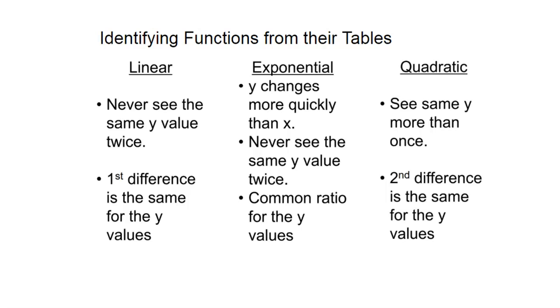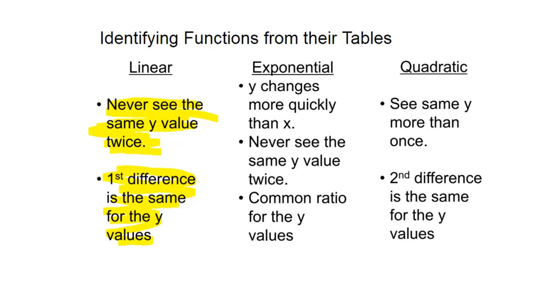The linear function, two big things. One, we never see the same y value twice, because it's constantly increasing or decreasing, so it never comes back. And the other one is the difference is the same for every single y value. So if they're increasing by 3, it's increasing by 3 every single time. If it's increasing by 5, it's increasing by 5 every time. If it's decreasing by 2, same thing. It's decreasing by 2 every single time.